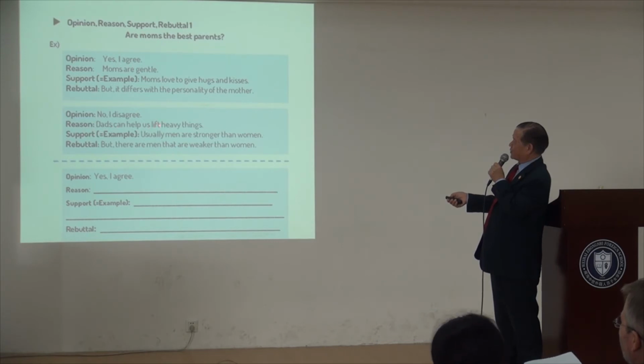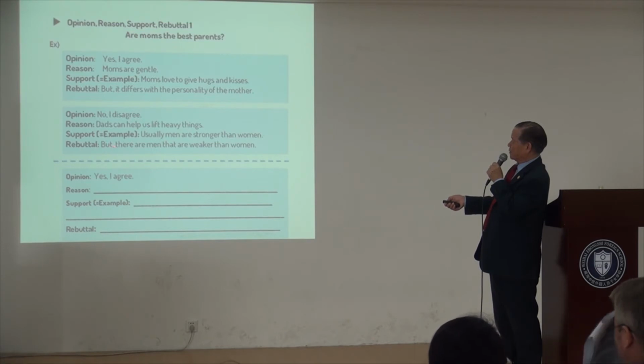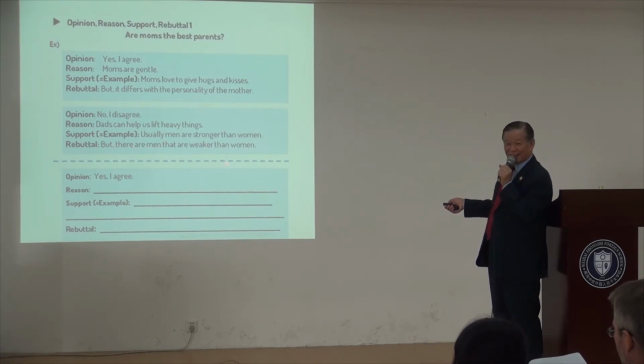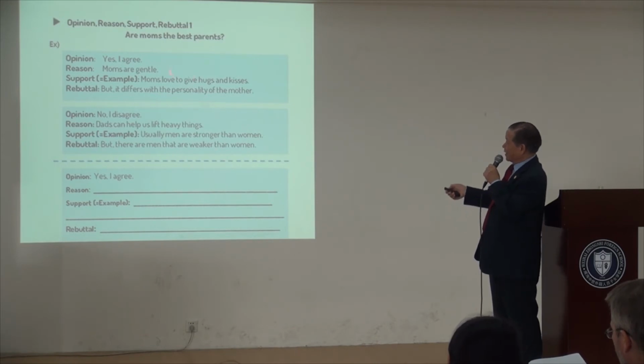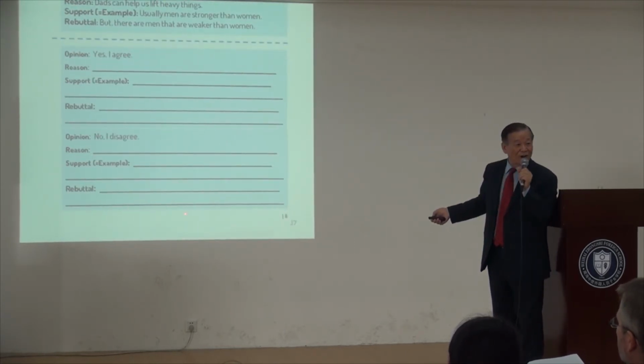Dads can help us lift heavy things. For example, usually men are stronger than women. The opposite side attacks like this: but there are men that are weaker than women. Yeah, very interesting. And then show them the example of the affirmative and negative side. Then at this part, give the homework. The next day, you can check it. Okay?